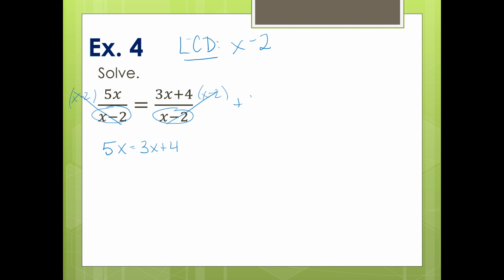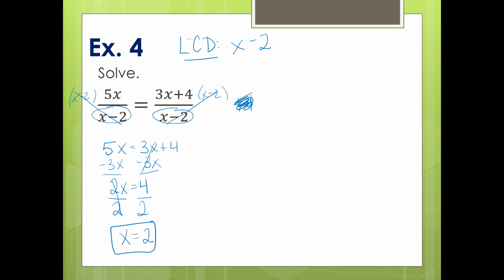Like if we had a +1 over here or something, this would not work. But since we only have 2 terms and they have the same denominator, we can just get rid of that denominator for now. Okay, so now we're just left with this nice simple linear equation. When we solve it, again, we're getting all our x's on one side, all of our numbers on the other side. So we get 2x equals 4. We divide both sides by 2, and we get x equals 2.